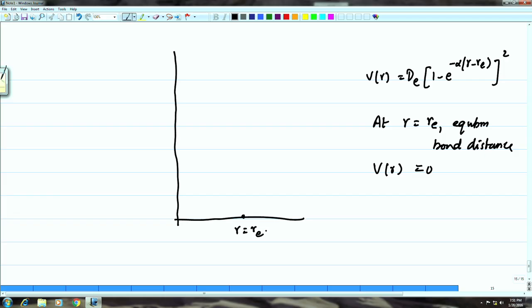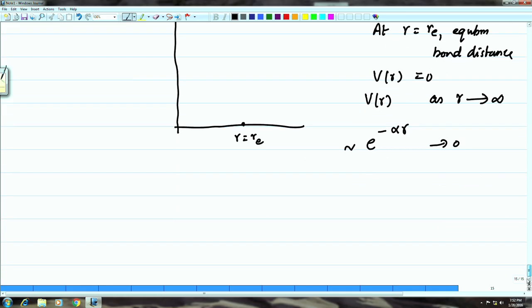Okay. And for very large values of r, as r goes to very, very large values, say the limit being infinity, you see that the exponential of minus alpha times (r minus R_e) is too small, and as r goes to infinity, this goes to 0. Therefore, the potential energy V becomes D_e, which is a positive constant.